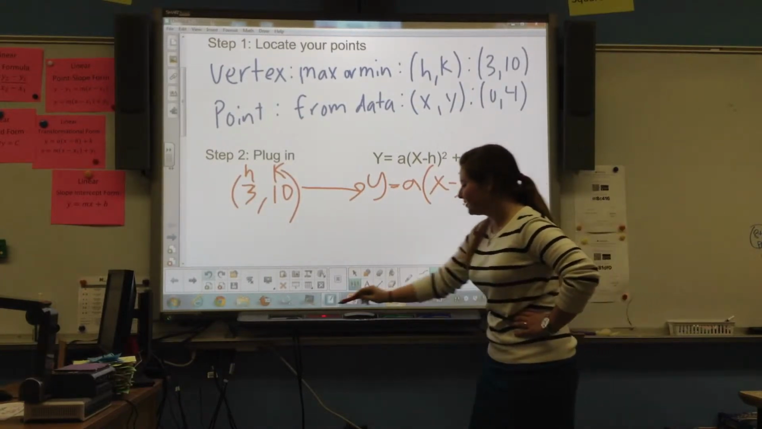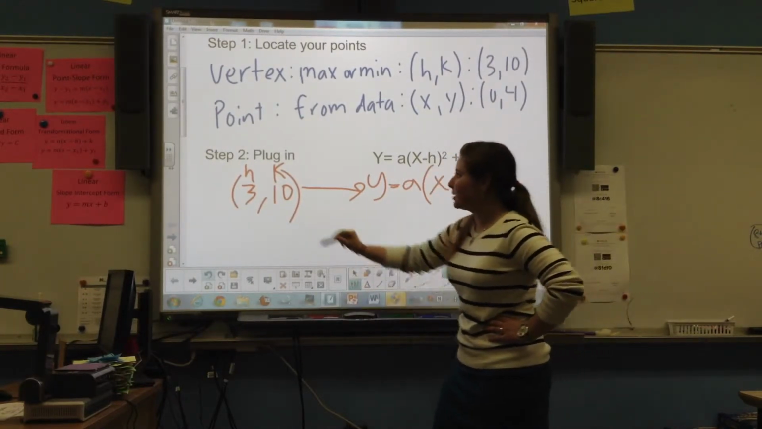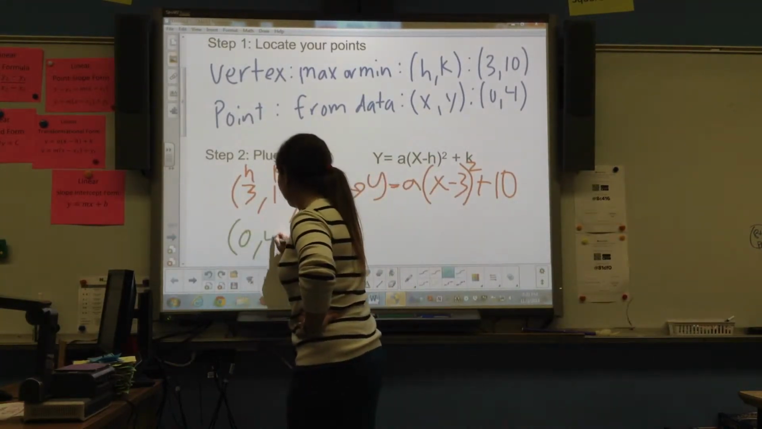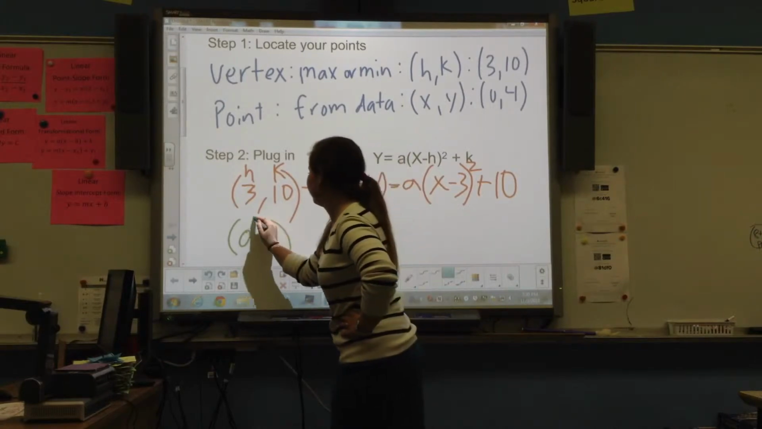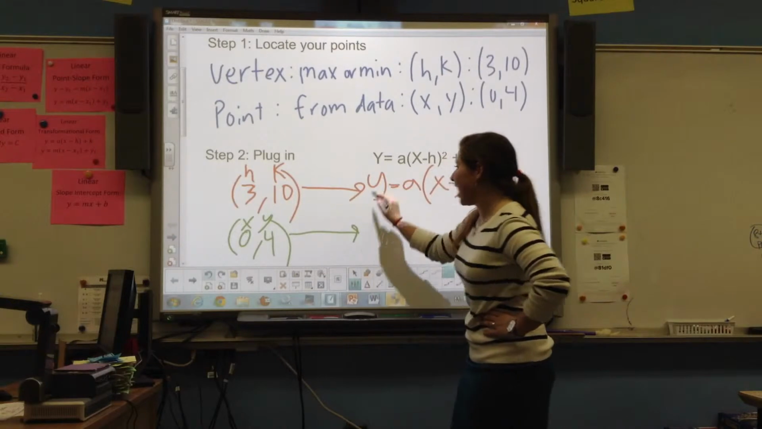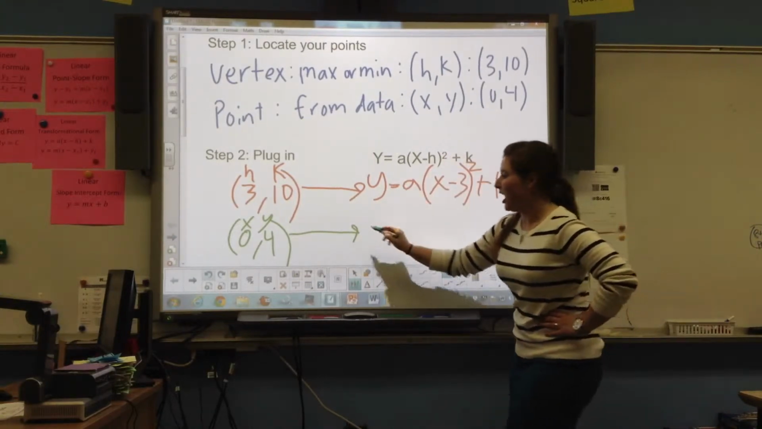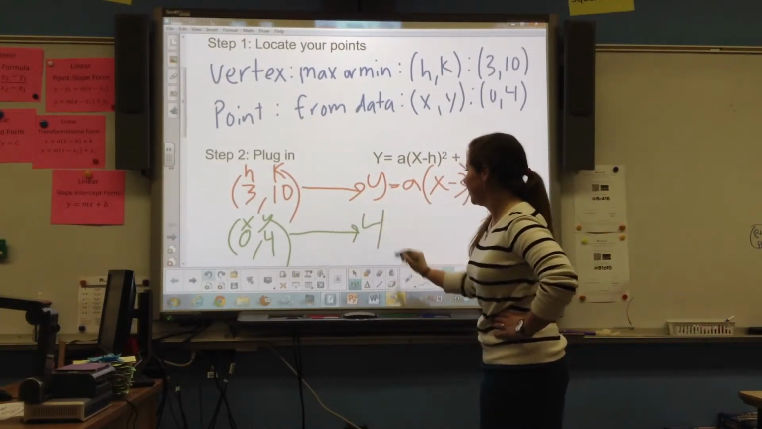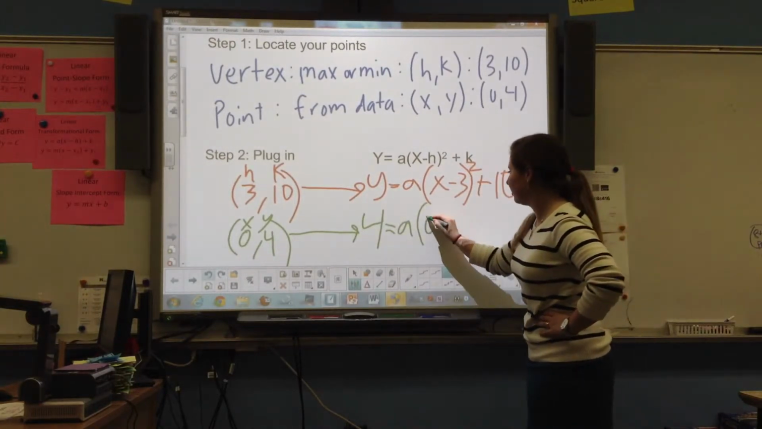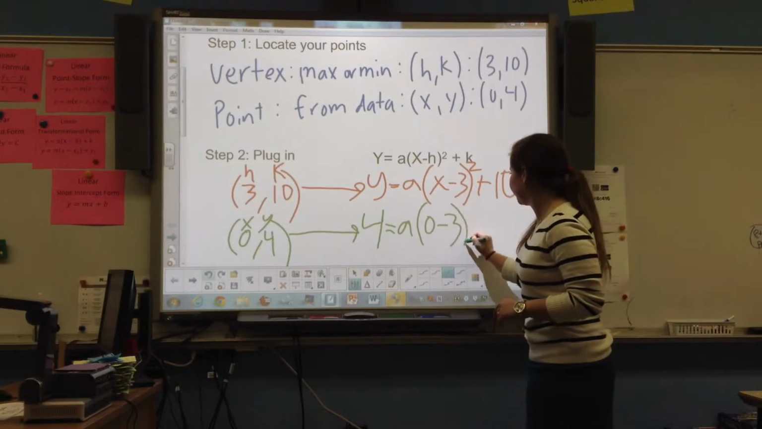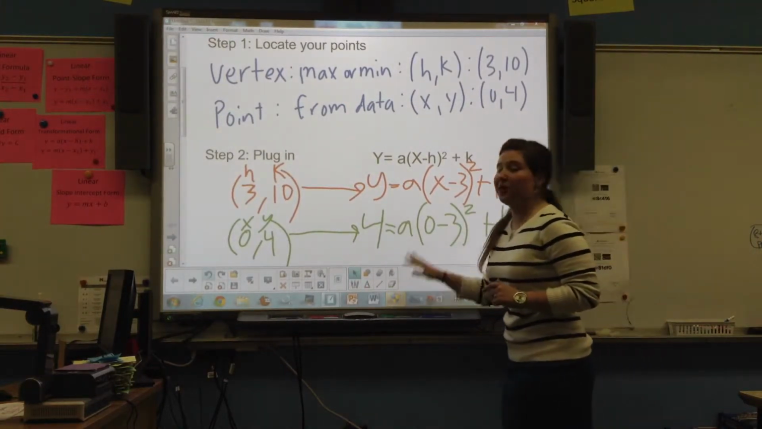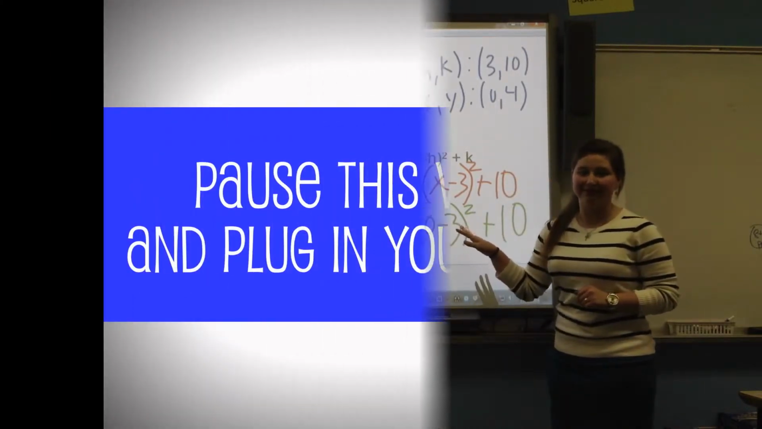The next thing that I have to do, because we're not done yet, is plug in the point. My point is 0, 4, and that's in the form x comma y. Now when I plug this one in, I'm using this equation now. I'm going to plug in y, which is 4, equals a times x, which is 0, minus 3, square that, and add 10. And with this, you're done with step 2.